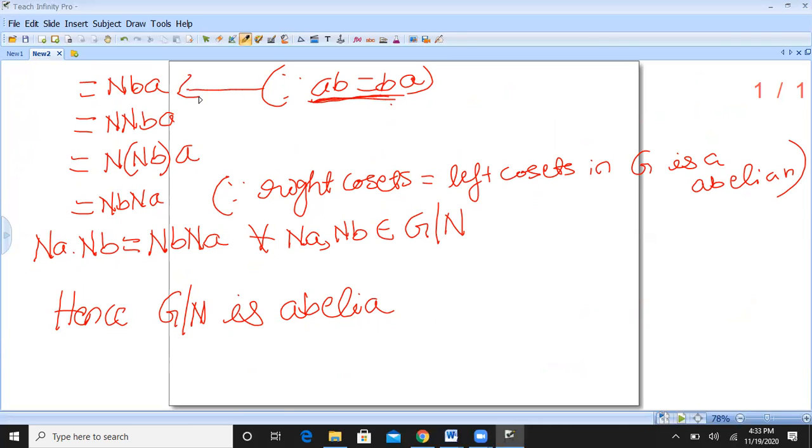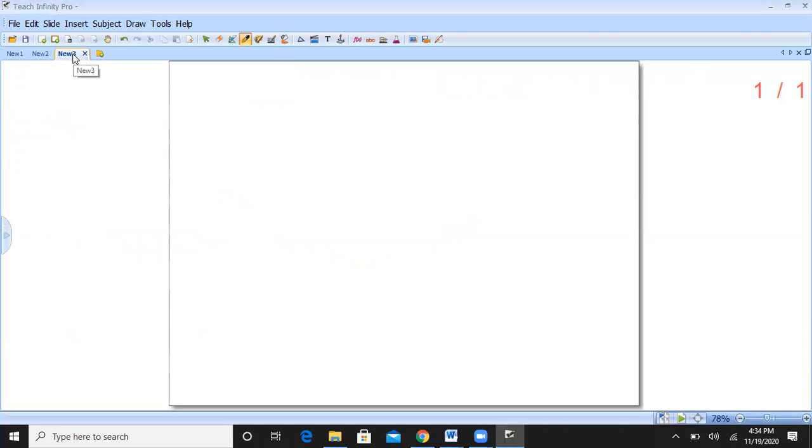So by this we interchange the values like this. So by this we can write N is equal to N. So now we write this process NNAB. Next here also we write, interchanging the cosets, right coset is equal to left coset, because G is abelian. So we can write NB into NA. So NA into NB is equal to NB NA for all NA comma NB belongs to G by N. Hence G by N is an abelian. Okay, this is our second example.